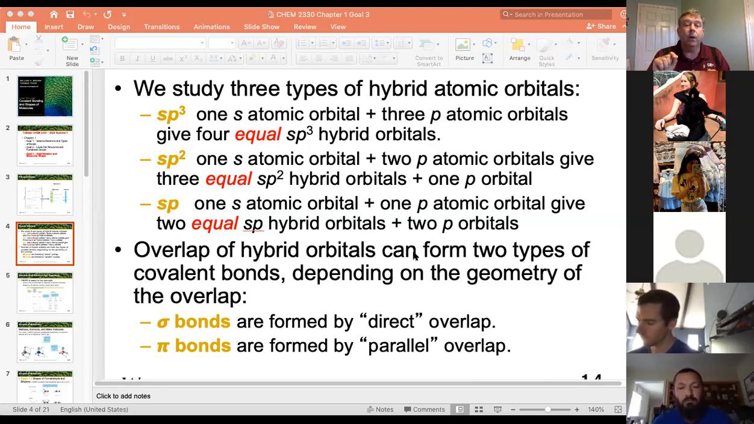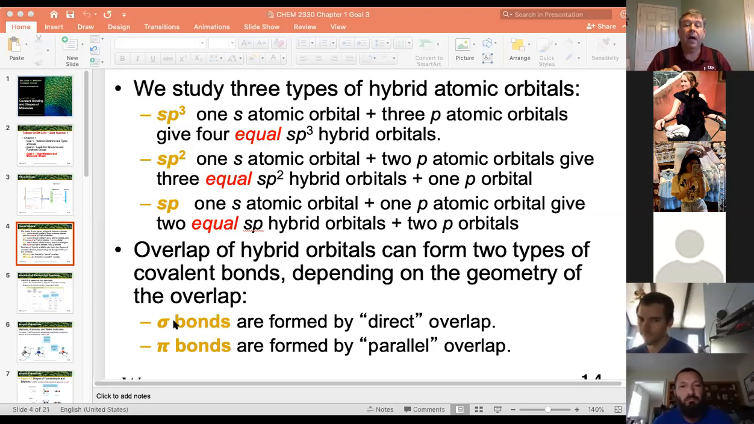Okay, so in one of the notes there, the little sigma is a box and the pi is a box. So these are the correct symbols. The sigma right here is the bonds formed by direct overlap of the hybrid orbitals. Sigma bonds are formed by direct overlap of the hybrid orbitals.